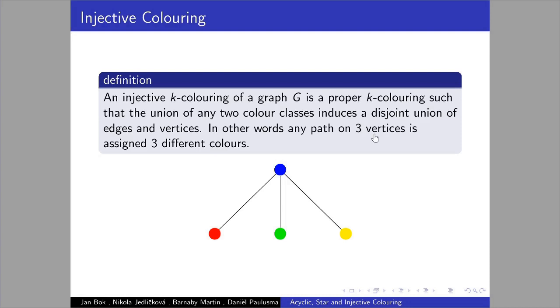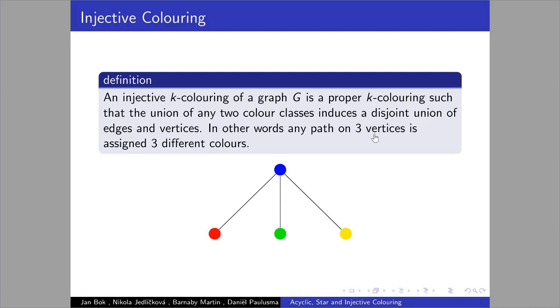An injective k-colouring of a graph G is a proper k-colouring such that the union of any two colour classes induces a disjoint union of edges and vertices. So in other words, any path on three vertices is assigned three different colours. And so here we have the claw K_{1,3}, and what we notice is that it requires two colours in any colouring, any acyclic colouring, and also any star colouring, but we need four different colours in injective colouring.